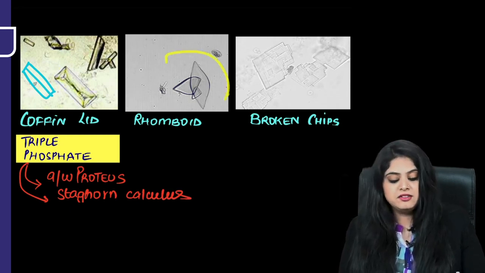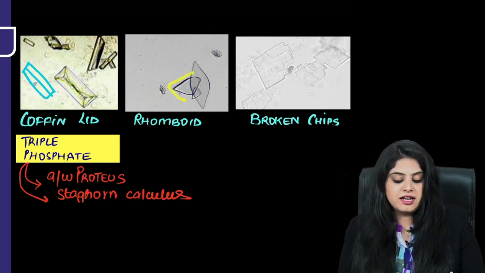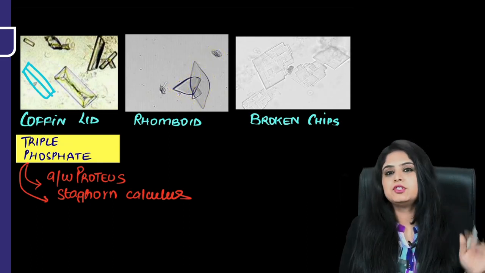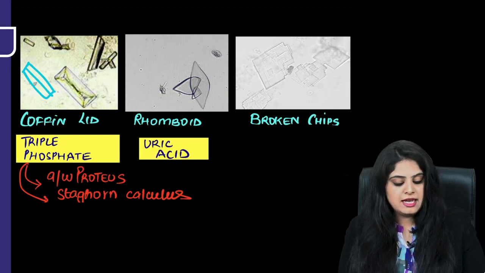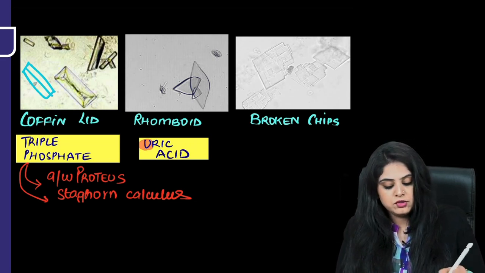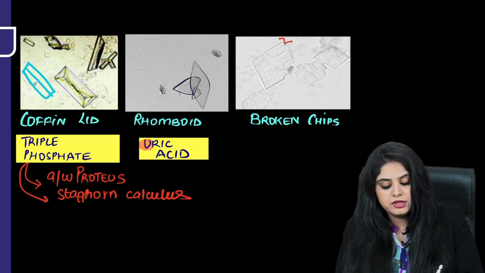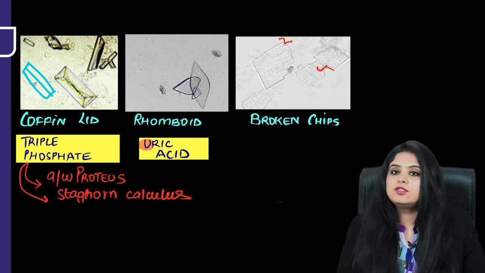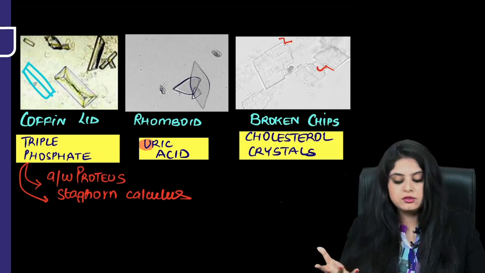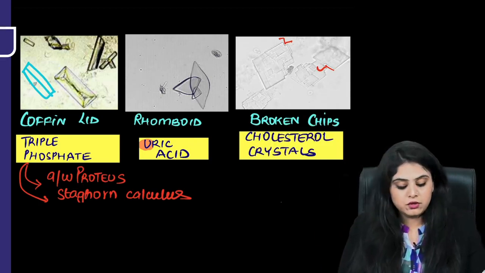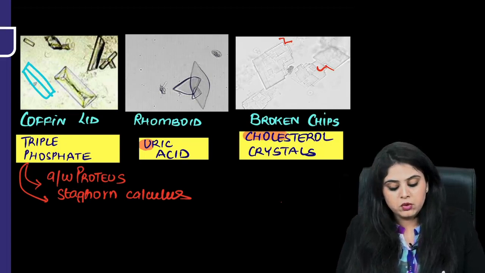Coming to the next one is my favorite because sometimes it is looking like a triangle, sometimes like rhomboid, sometimes some weird shape, universal shape. Any kind of shape can be seen, and that is going to be uric acid. So any kind of universal shape, uric acid. Finally, we come to the cholesterol. Cholesterol is going to be always broken, meaning broken chips. And how I have learned it is that cholesterol is having a lot of, who has cholesterol? Chips. The chips that we eat from the market, they have a lot of cholesterol. So of course, the cholesterol is going to be broken chips.